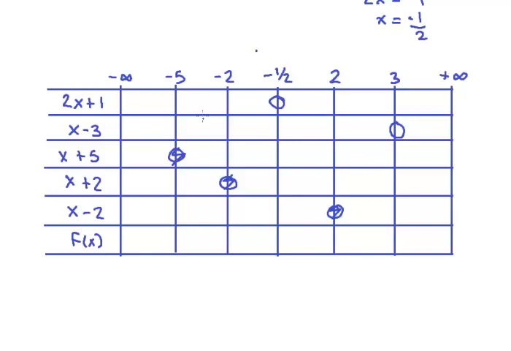Now we are going to fill the table. Before 0 I put minus. After the 0 I put plus. Before 0 I put minus. After the 0 I put plus. Before 0 I put minus. After the 0 I put plus. And you keep going there.